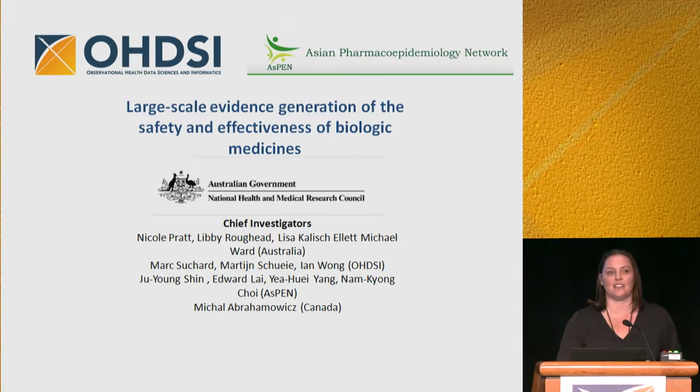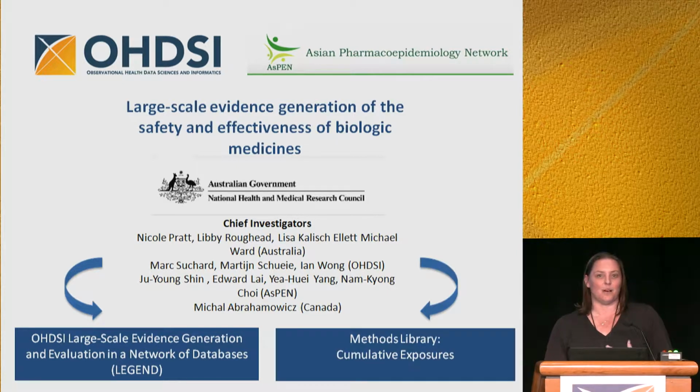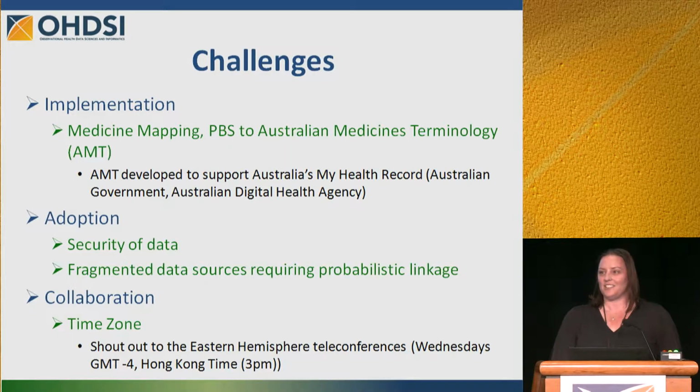So future directions and challenges. The future directions, I think, is to provide evidence on large-scale problems. One I've proposed is to look at large-scale evidence generation of biologic medicines, and hopefully that will tie into the LEGEND we saw this morning. And also, I'm a biostatistician, so I'd like to help out with the methods library, looking at cumulative exposures or long-term exposures.